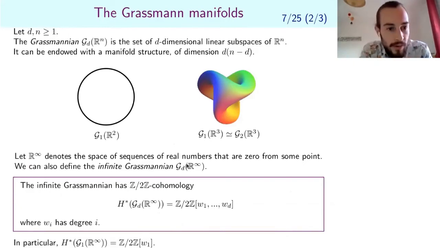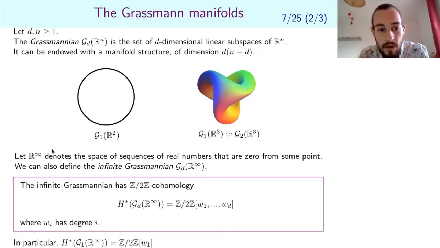We will also need the infinite Grassmannian. So R infinite will denote the space of sequences of real numbers that are zero from some point. R infinite is a space of polynomials with one indeterminate. And we can define, just as before, the infinite Grassmannian GD of R infinite. Something great happens. The cohomology over Z2 of this space is actually really easy to describe. It is a free algebra generated by D elements, and each of them, each Wi, has a degree i in the grading of the cohomology. And moreover, these elements do not have any polynomial relationship between them.